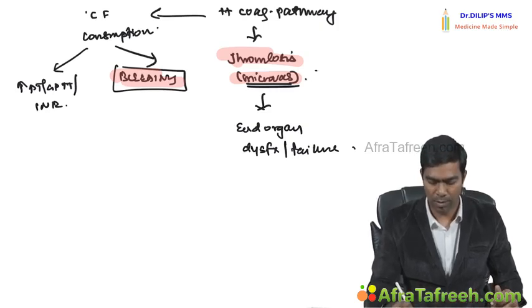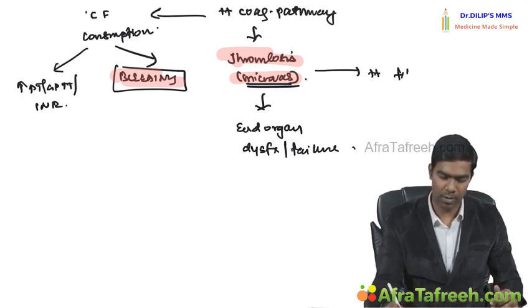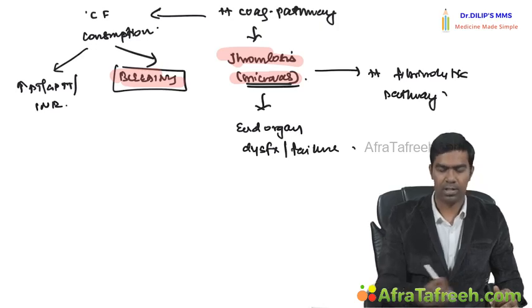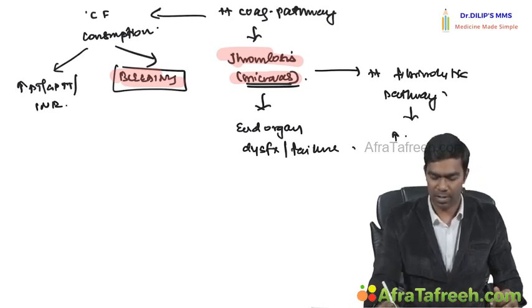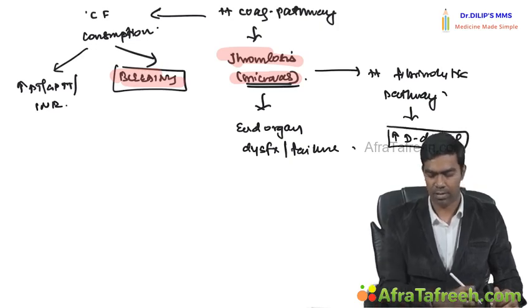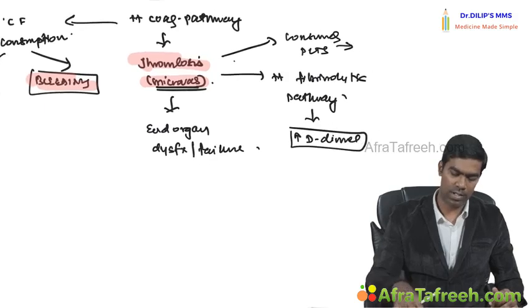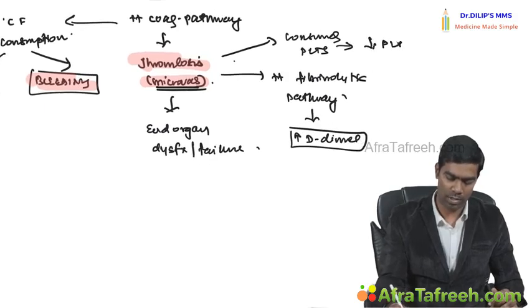And this thrombosis also is going to activate the fibrinolytic pathway. Since they activate the fibrinolytic pathway, you are going to have elevated D-dimer and FDP levels. So this thrombus also consumes platelets, and this is the reason why these patients are going to have thrombocytopenia.